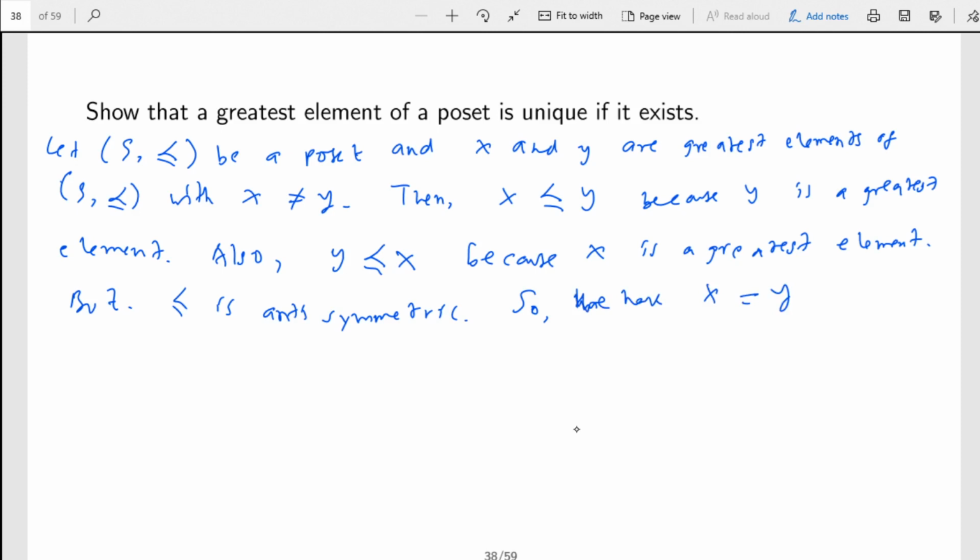So this cannot hold, right? So this is the demonstration that if you have two greatest elements, they have to be equal. So that means the greatest element of a poset is unique. So that's why we call it the greatest element.